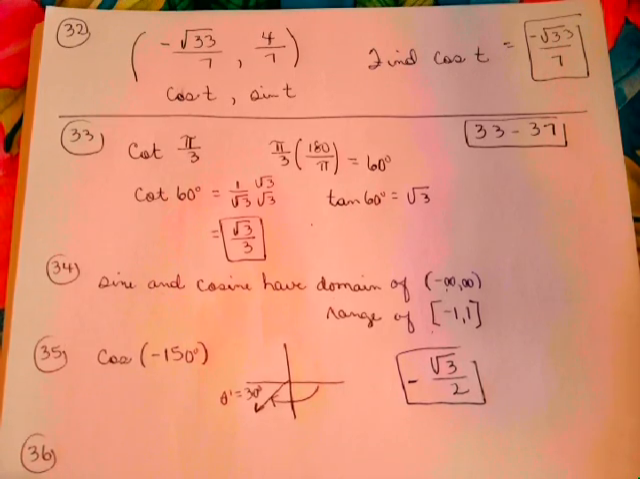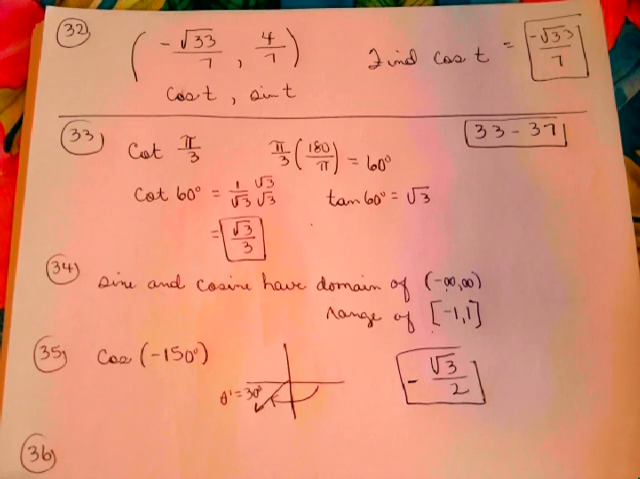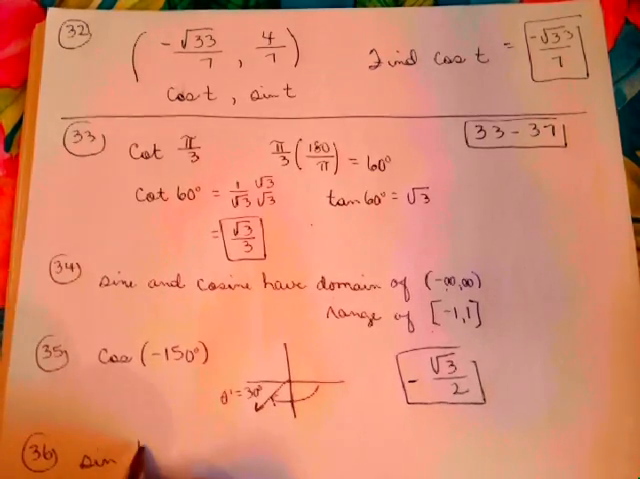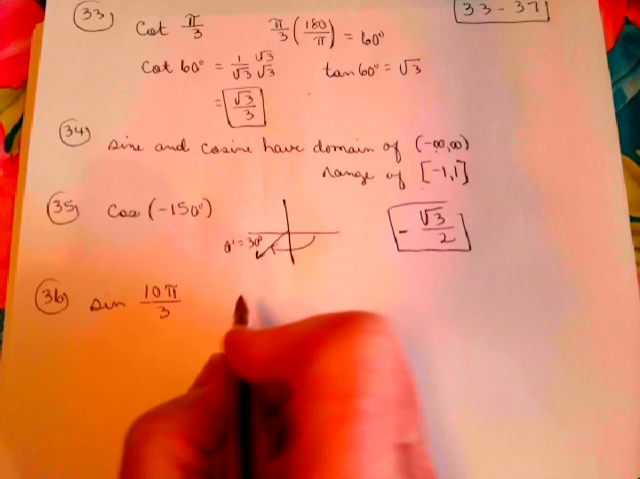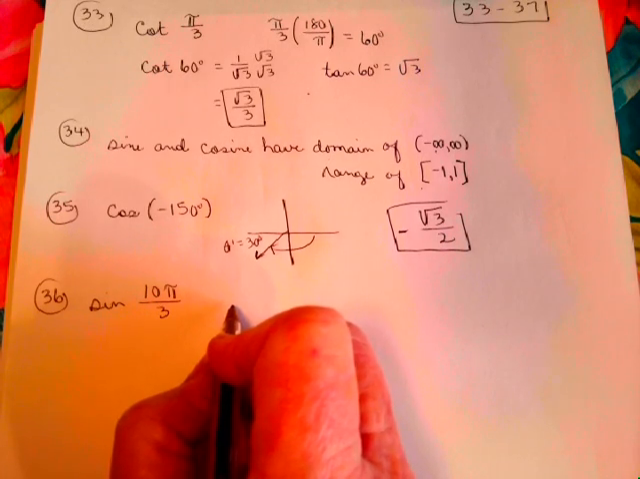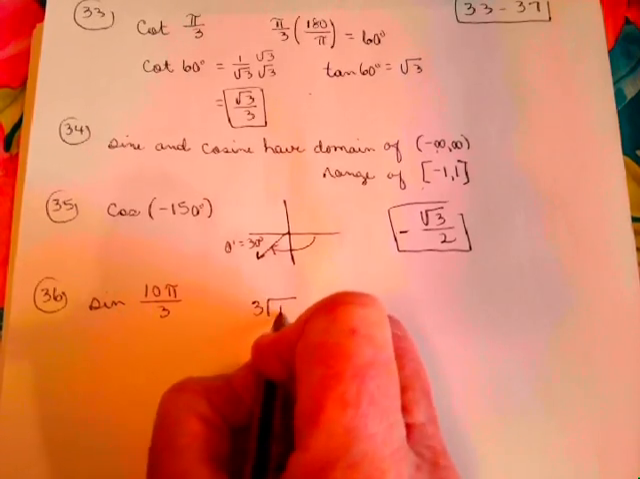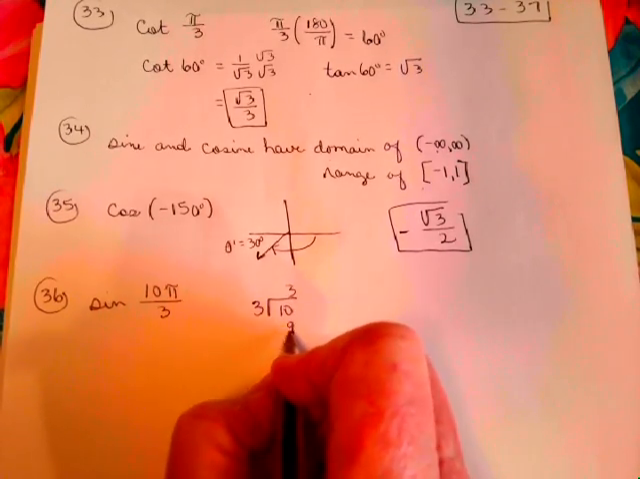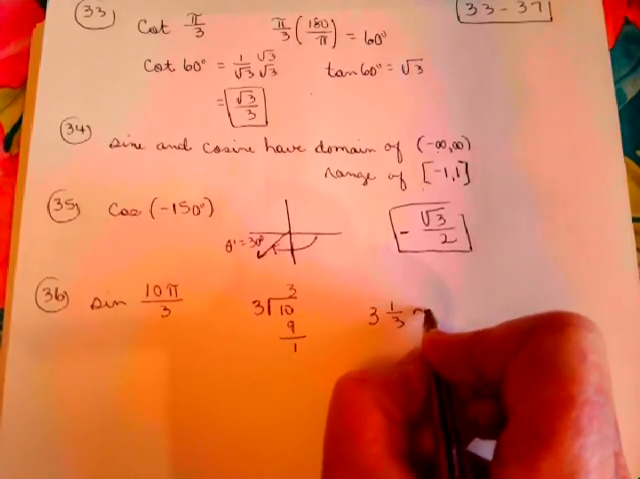Number 36. Use periodic properties of the trig functions to find the exact value of the sine of 10 pi over 3. Change 10 pi over 3 to a mixed number. 3 goes into 10 3 times. Got a remainder of 1. 3 1/3 pi.